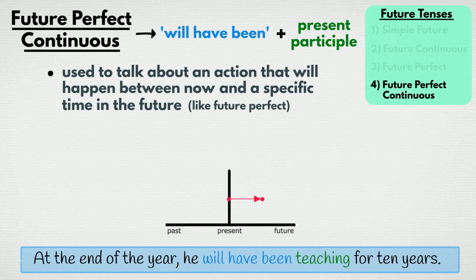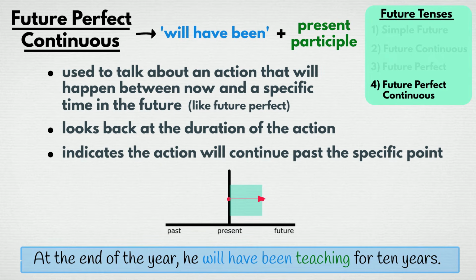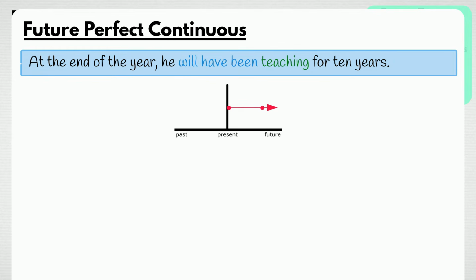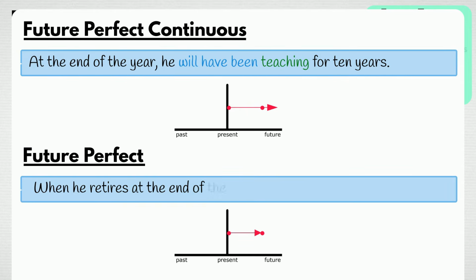The difference is that future perfect continuous looks back at the duration of the action. It also indicates that the action will continue past the specific point in the future. In our example, the specific point is the end of the year, and the use of future perfect continuous shows that he plans to teach past the end of the year. Let's imagine he is retiring at the end of the year. We would use future perfect. When he retires at the end of the year, he will have taught for 10 years.